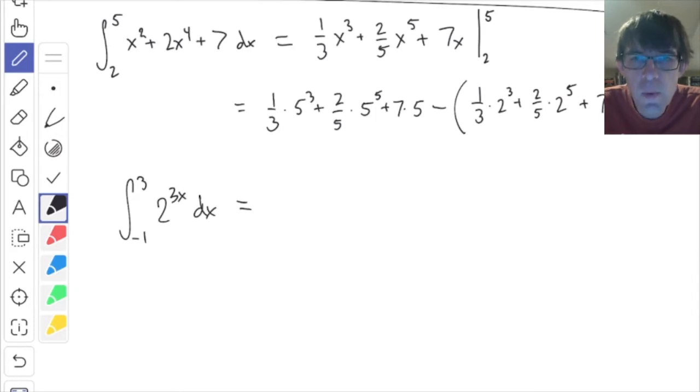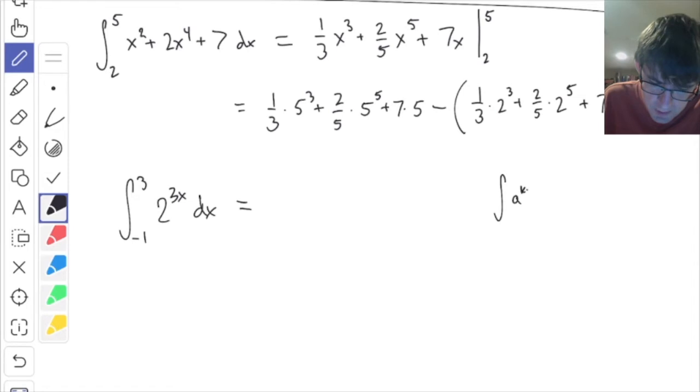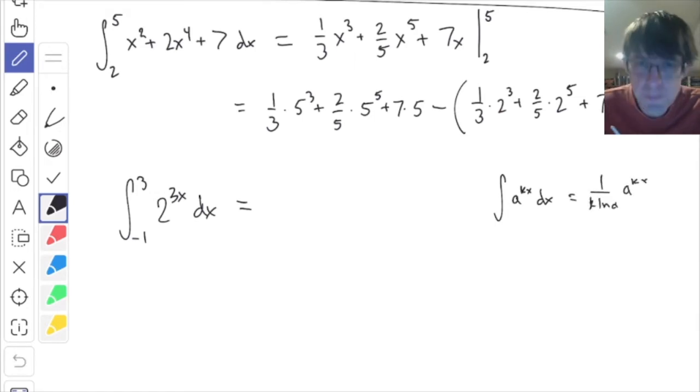You have to remember, we've got rules for this sort of thing. There is a rule like this: the integral of a to the kx is, I don't know if you remember this, 1 over k ln a times a to the kx. When we write this antiderivative rule, we put a plus c. As I said in the video, you don't have to put the plus c when you're doing the fundamental theorem of calculus because the plus c will always end up canceling in the end. So it just doesn't matter at all.